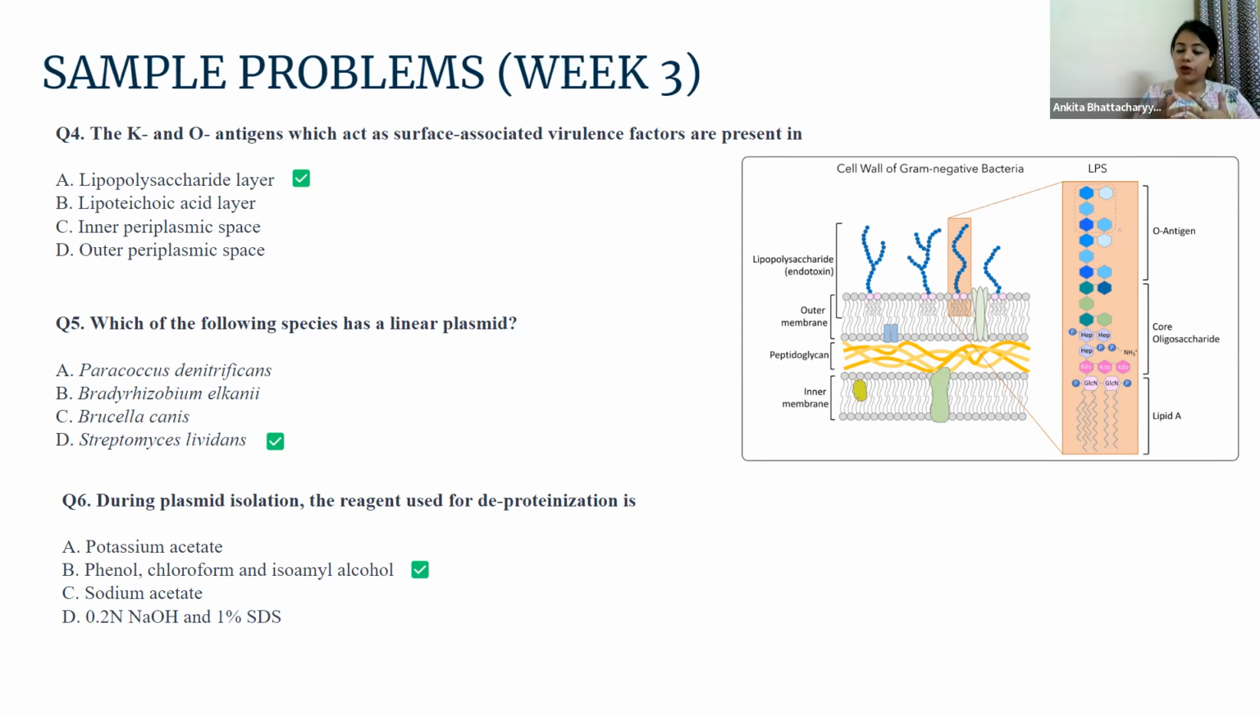Now, if you've read the protocol, you'll know that this PCI mixture of 25:24:1 is usually responsible for resulting in a phase separation. When we say phase, it means organic phase and aqueous phase, right? The phenolic content, the organic phase, settles at the bottom, and what it basically contains is all of the cell debris.